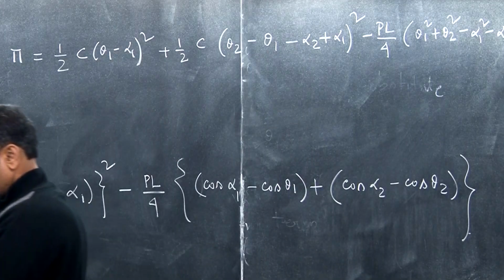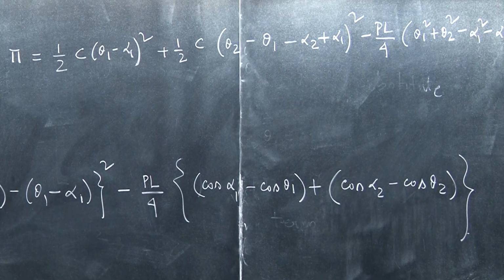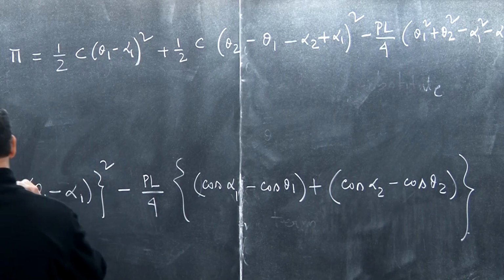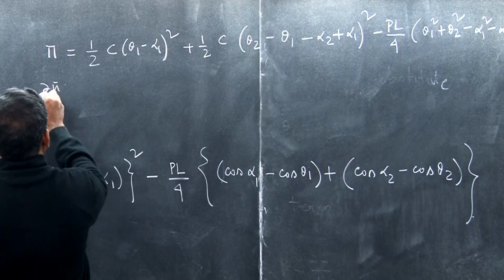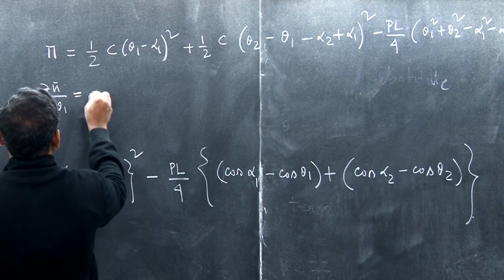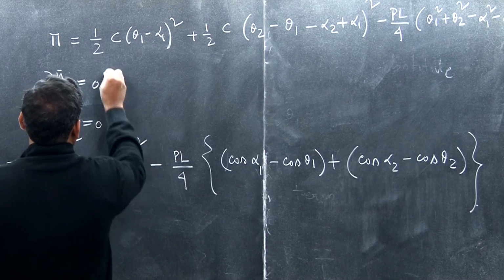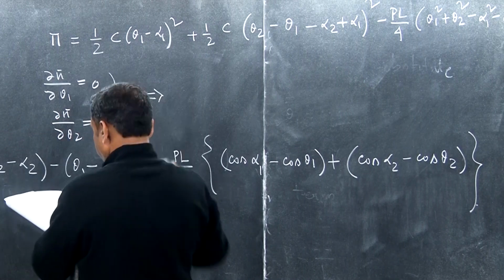And then you will see that, of course, imperfection will have some influence, but I will just write down the equilibrium equation: del pi del theta 1 is equal to 0 and del pi del theta 2 is equal to 0. This will give the system of equations.